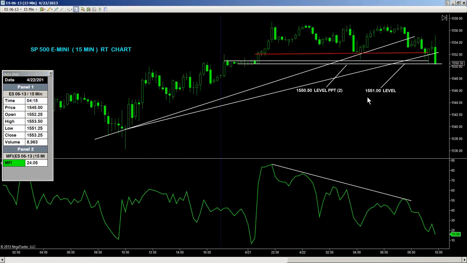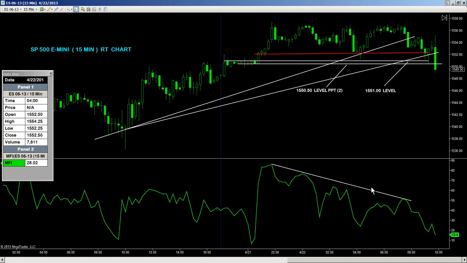Okay, we had a level laid out at 1551, the higher level right here, and then another level at 1550. As you can see on the 15-minute bar, this is where prices are closing through at this moment. They have already closed through 1551, and we're looking to get 1550 on a close, and prices keep moving down.